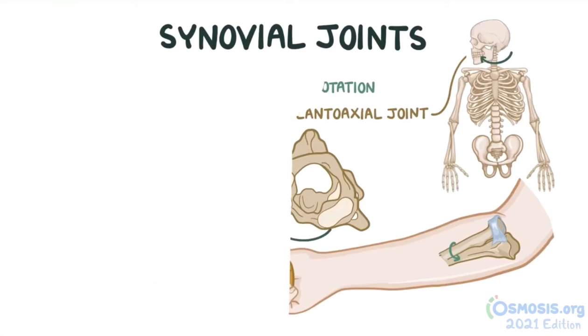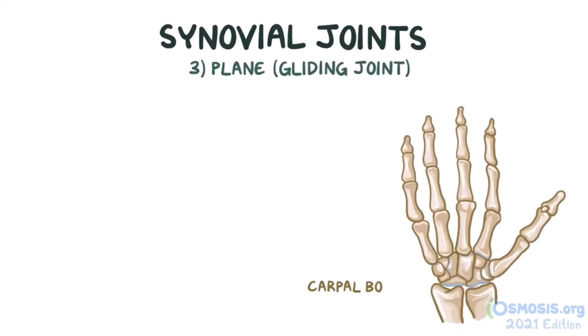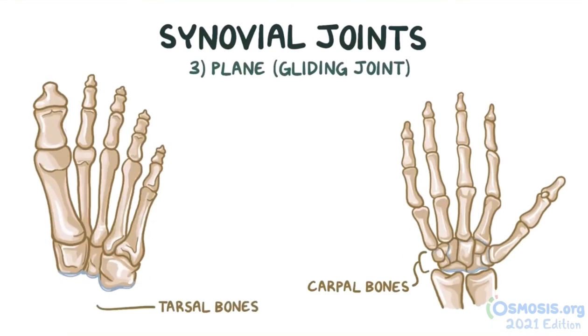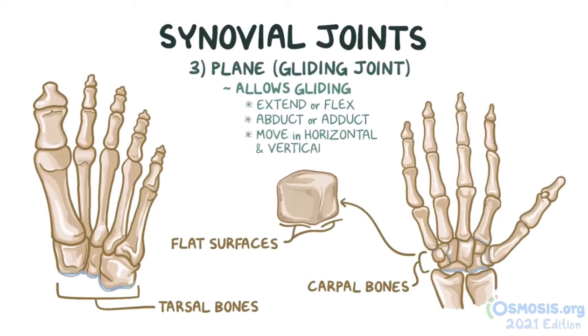The third type of synovial joint is the plane or gliding joint. There are plane joints between the carpal bones that make up your wrist or tarsal bones in the foot. These bones have flat surfaces that allow them to glide across one another in any direction along the plane. That's why a wrist can extend or flex, and abduct or adduct, moving in both horizontal and vertical axes.